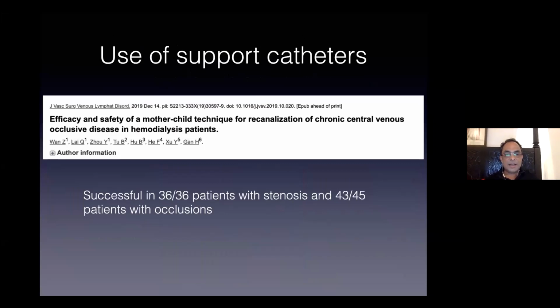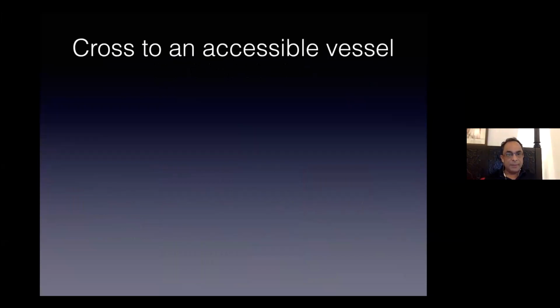So this mother-child technique has been well proven in the literature, successful in 36 out of 36 cases in stenosis. Although you would question why you would use a mother and child technique for stenosis. We only use it for occlusions, and in this particular paper it was successful in 43 out of 45 cases with occlusion.